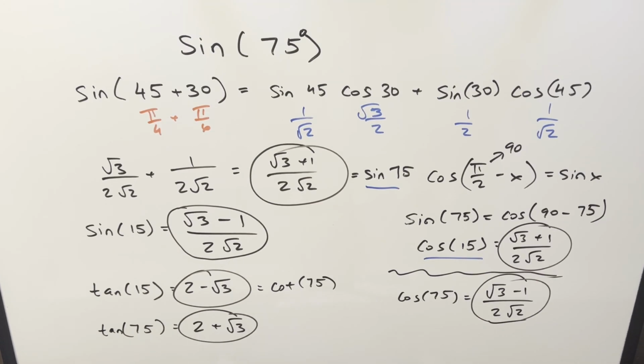All the trig functions for 75 and 15 degrees. Of course, you can get secant and cosecant as well, just by taking reciprocals of the sine and cosine functions.